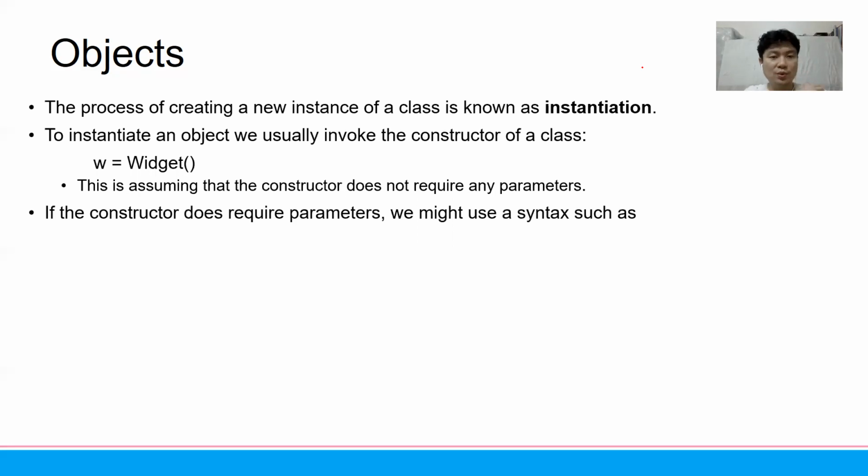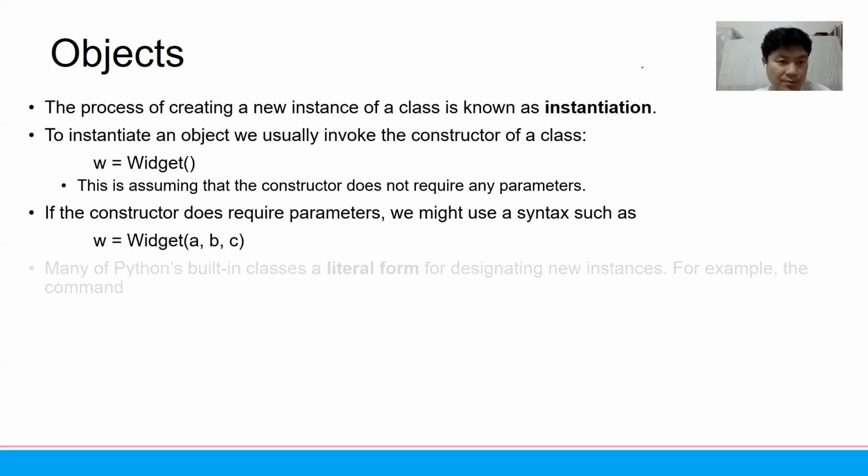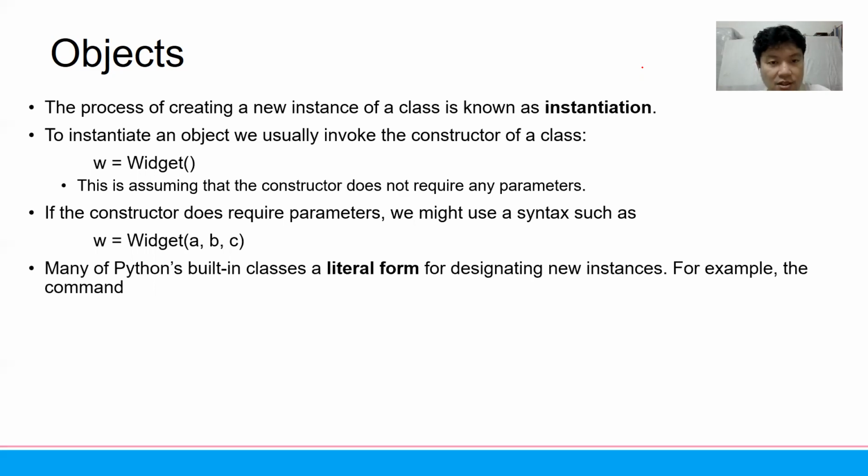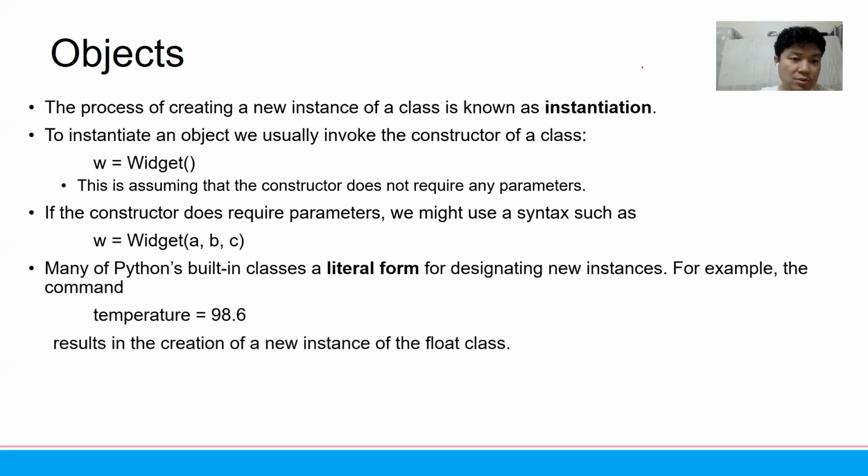If the constructor requires parameters, we might use a syntax such as w equals Widget with three parameters, A, B, and C. If you understand computer programming, I guess you understand this one. Many Python built-in classes have a literal form for designating new instances. For example, if you have temperature equals 98.6, it is a new instance of the float class, because you assign a float number to the variable temperature. So it is basically a new float instance in the variable temperature.